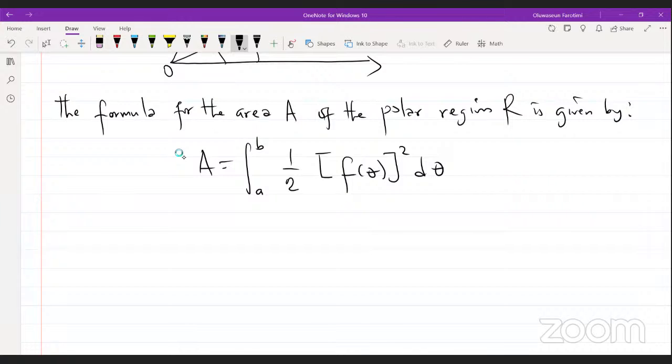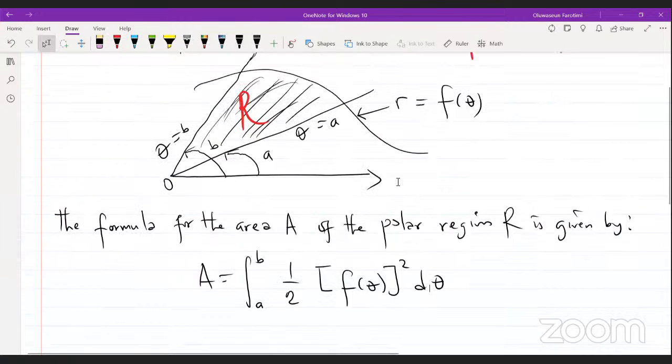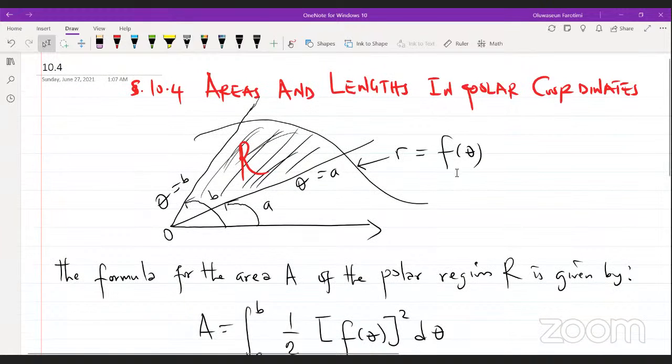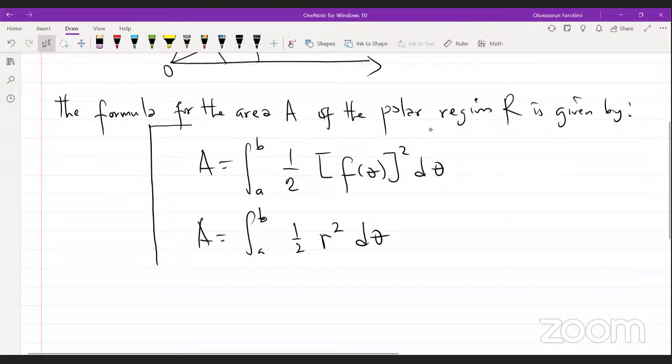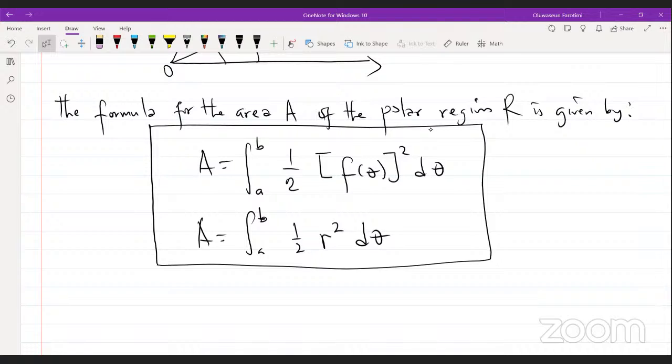But remember that our polar curve itself is defined by r equals f of theta, so I can do a replacement. This is the integral from A to B of 1/2 r squared d theta. Again, my goal is not to discuss the theories in this section. I just want to present before you the formulas we're going to use. Either of these formulas will work, they're the same, and then we'll solve examples.